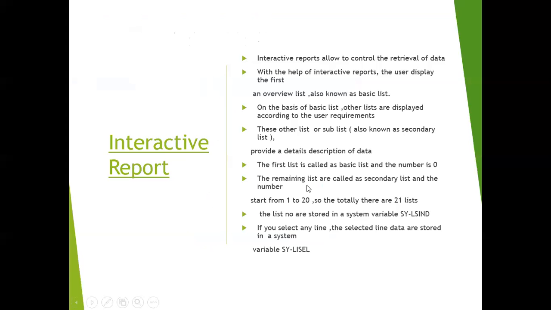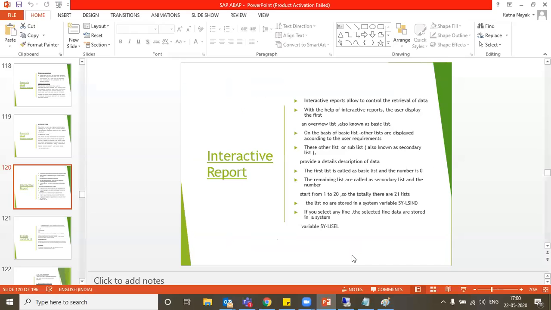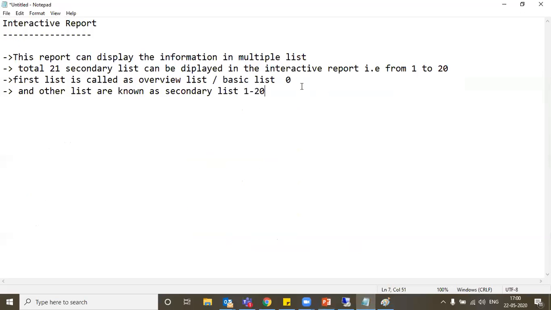Now here, what it is telling is that the first list is called the basic list. The number is 0. The remaining lists are secondary lists. The number starts from 1 to 20. And the list numbers are stored as system variables. There are two sorts of system variables. One is SY-LSIND. This stores the list number of the interactive report.